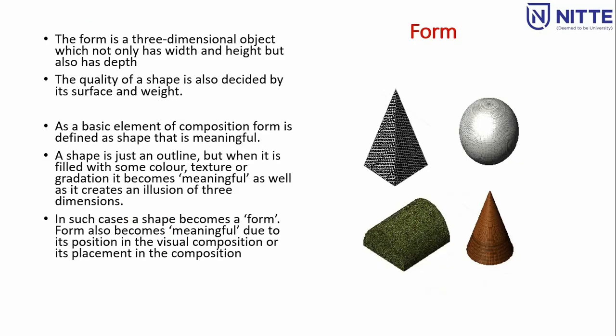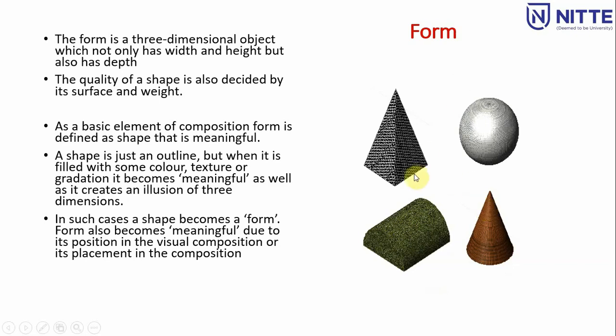Next, let's go to form. A form is a three-dimensional object which not only has width and height but also has depth. The quality of shape is also decided by its surface and weight. As a basic element of composition, form is defined as a shape that is meaningful.